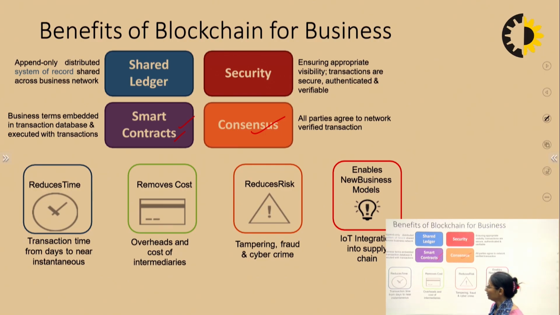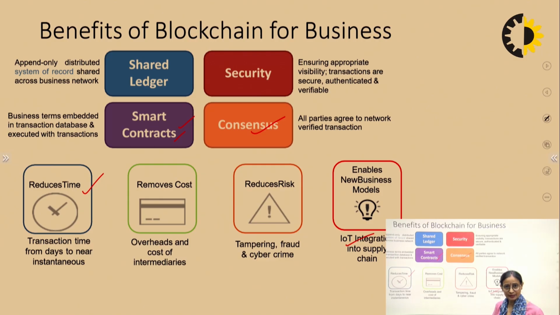So here, what benefit are we getting? It reduces the transaction time from days to near instantaneous. It removes cost, reduces risk, and enables new business models. That is, we can integrate IoT with the supply chain management system. For example, in the storage facility example we just discussed, how will I come to know that some space has been created, so that we can store new goods in that facility?